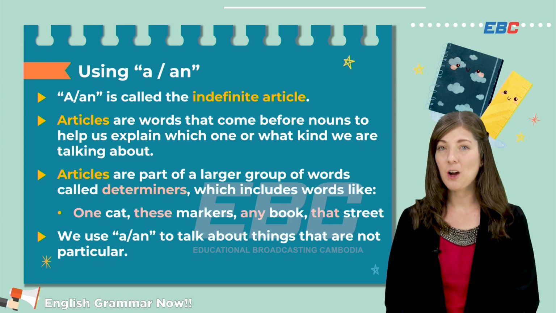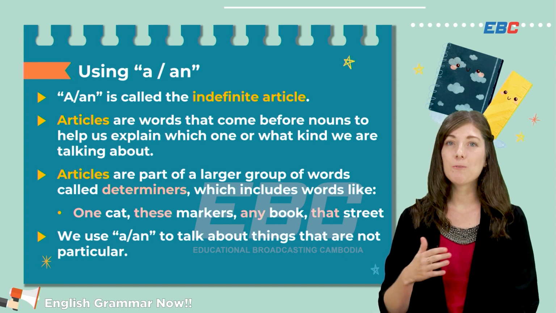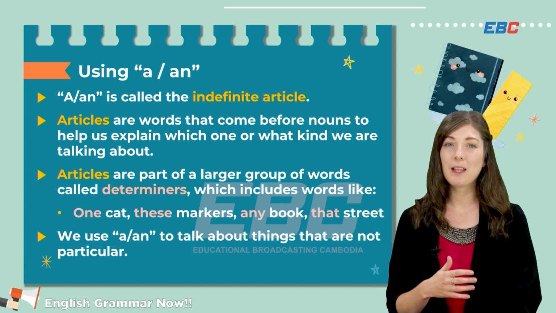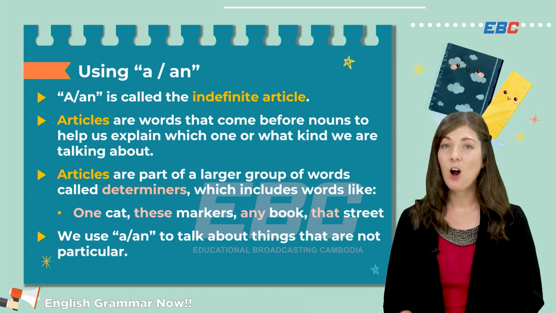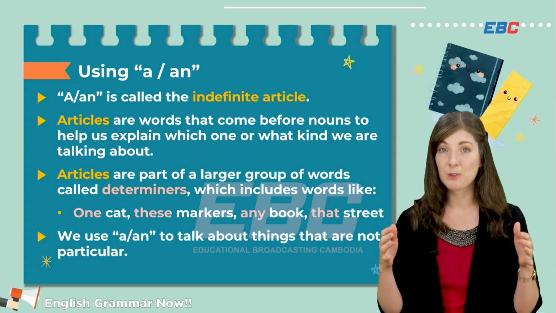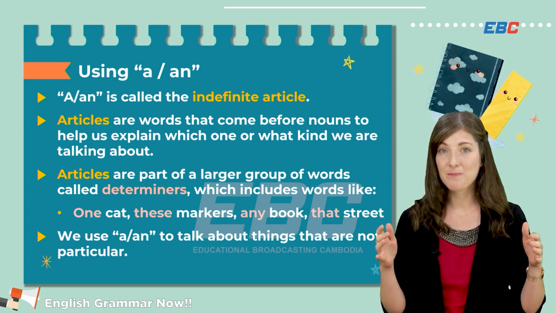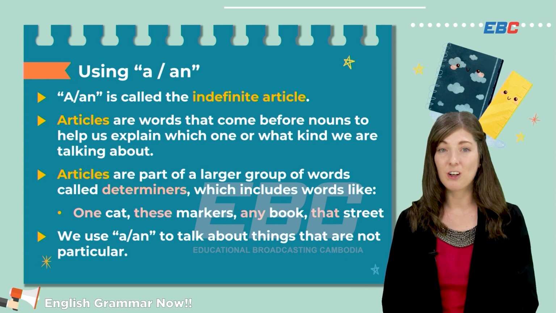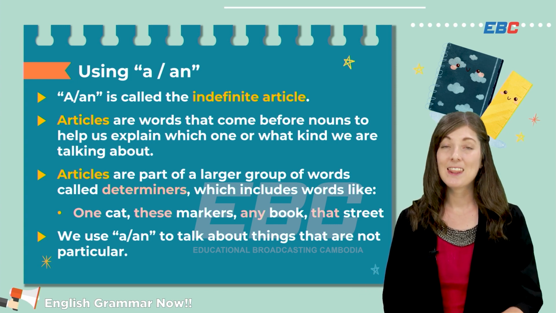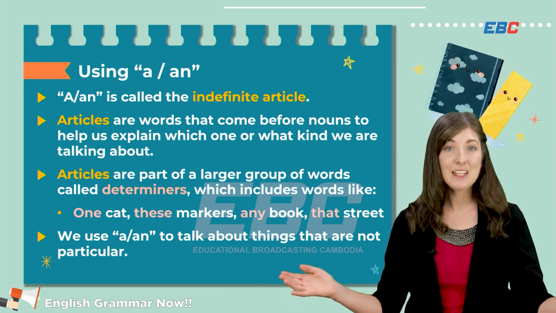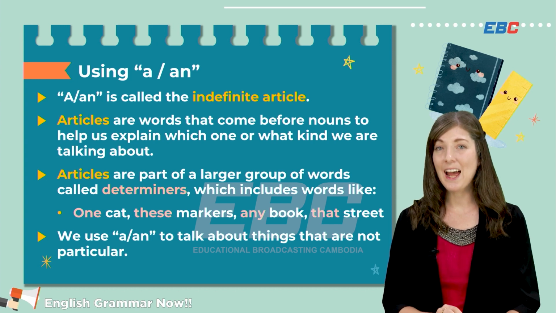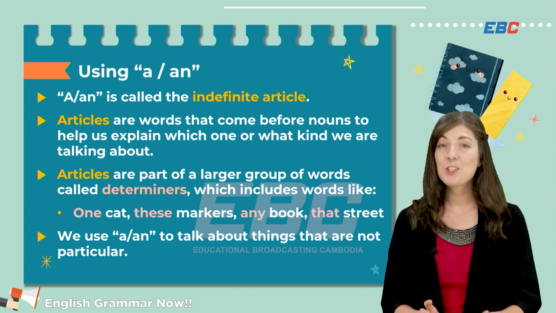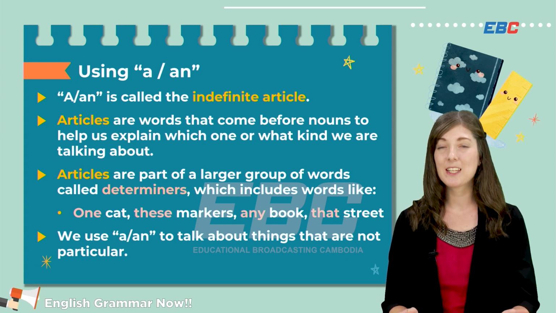Now, articles are a group of words that come before a noun. They help us to explain which one or what kind we are talking about. Articles are a part of a larger group of words called determiners. Some examples of determiners are one cat, these markers, any book, that street. We use a and an especially to talk about things that are not particular. We'll look at that in detail in our next slide.